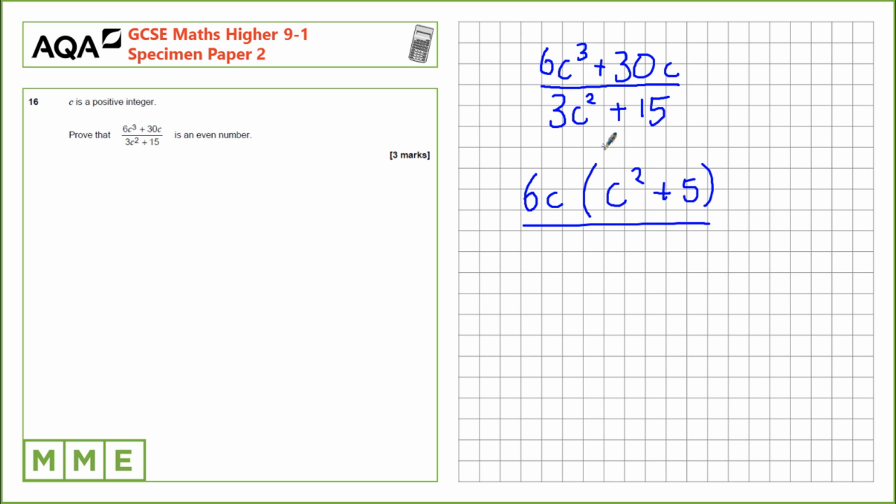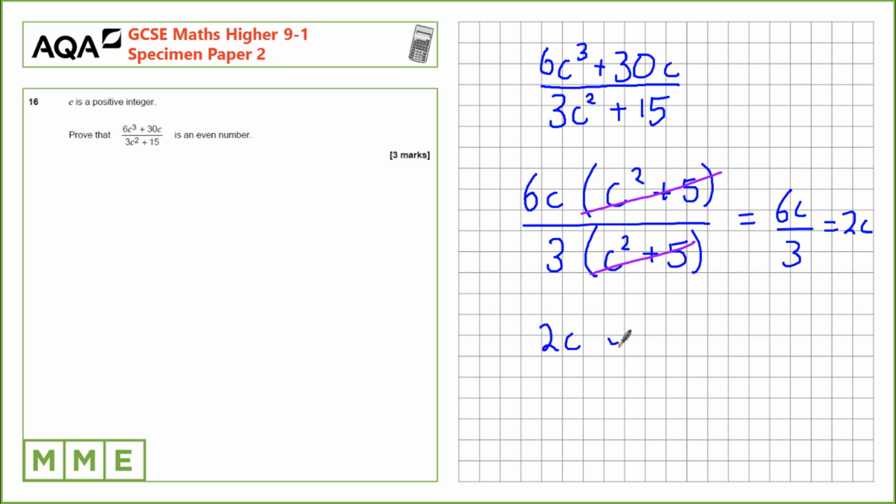Similarly for the bottom of the fraction, we notice that 3 and 15 both divide by 3, and there are no common factors of c in both of these. So we're simply going to have 3 on the outside, and c squared plus 5 on the inside. Next thing that we can do, since we've got the same thing on the top and the bottom, we can cancel out both these c squared plus 5s, and that leaves us with 6c over 3. If we do 6 divided by 3, that's 2, so that leaves us with 2c.